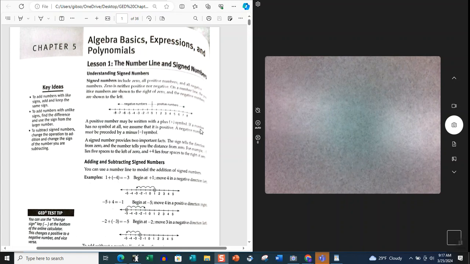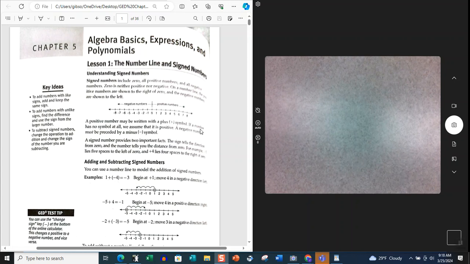It says a positive number may be written with a plus symbol. If a number has no symbol at all, we assume that it is positive, like the regular numbers that we already write. Like if you write the number 5, you don't see a plus or minus sign in front of it, so it's assumed to be positive. Okay, now it says a negative number must be preceded by a minus symbol.